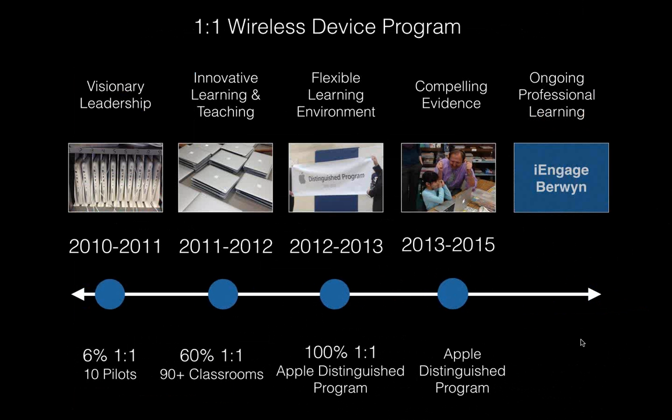The next school year, we applied for the recognition again, and basically this recognition is based on 5 categories that you see up at the top: visionary leadership, innovative learning and teaching, a flexible learning environment, compelling evidence of success, and ongoing professional learning. So I'm going to kind of touch on those a little bit more throughout the presentation, but basically when Apple did their research across one-to-one schools and initiatives across the U.S., they noticed the successful programs were very common in these five areas.